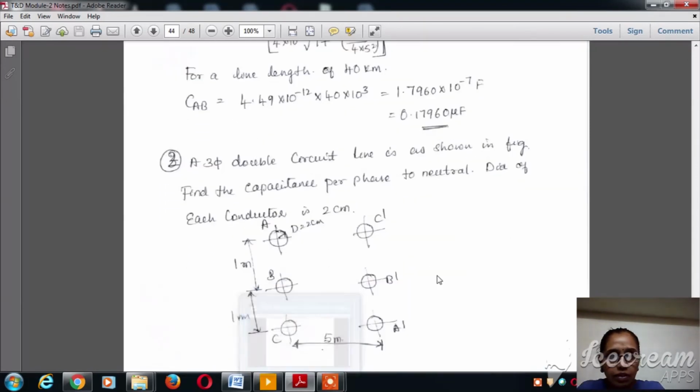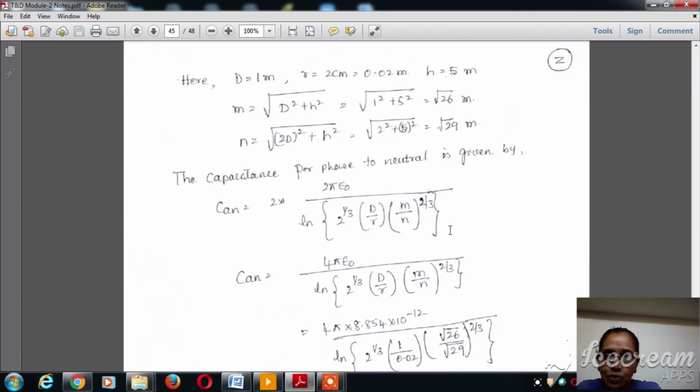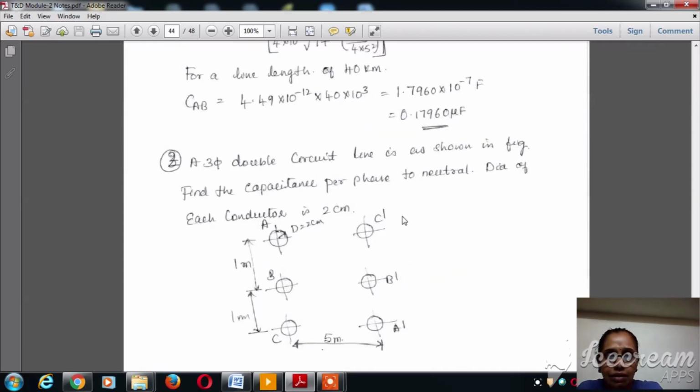in the figure. So now a three-phase double circuit is given, and here also we are asked to calculate the capacitance values. But the only thing is that there is a difference here. Find the capacitance per phase to neutral. Diameter of each conductor is 2 centimeter. Now the distance between the conductors is 1 meter, and the distance between the lines, that is the two conductors, is 5 meters. And this is A, B, C. Since it is transposition, we can consider this as A dash, B dash, C dash.